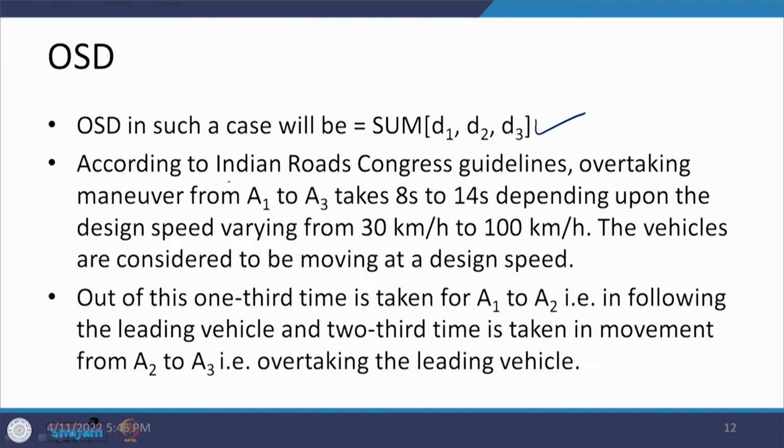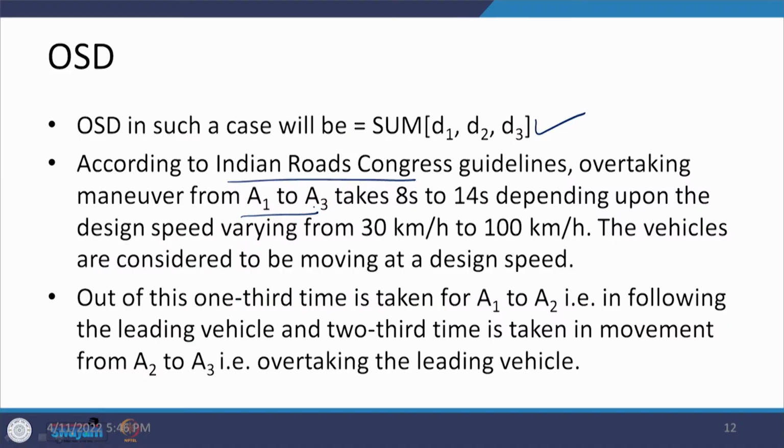If I look at the guidelines given by the Indian Roads Congress, what it says is that the overtaking maneuver, which we are talking about from the first location when the vehicle comes desiring to overtake, then moves slowly following the vehicle to be overtaken, overtakes and then comes back, that is from A1 to A3, the total distance moved by this particular vehicle, takes 8 to 14 seconds depending on the design speed, which varies from 30 kilometers per hour to 100 kilometers per hour. So, at a speed of 30 kilometers per hour it is 8 seconds, and at a speed of 100 kilometers per hour it is 14 seconds.